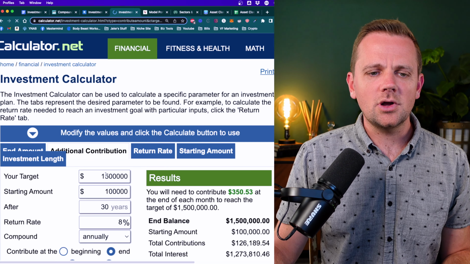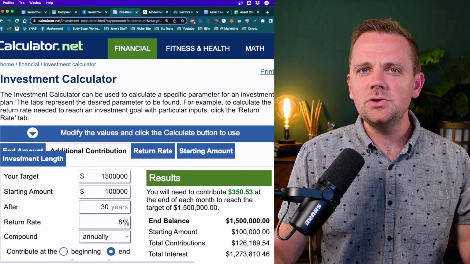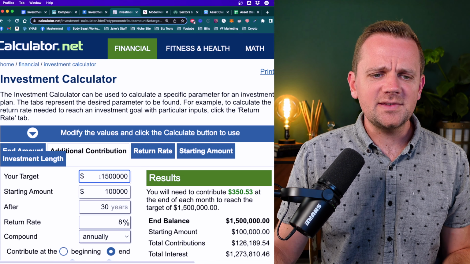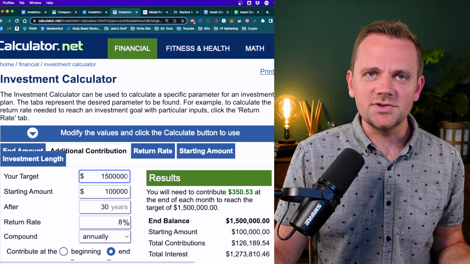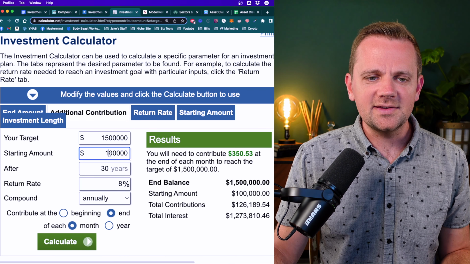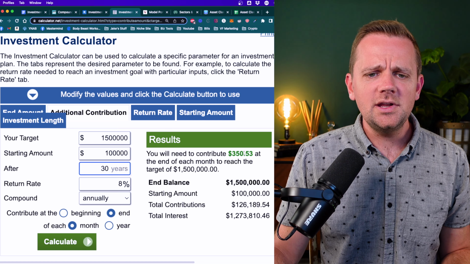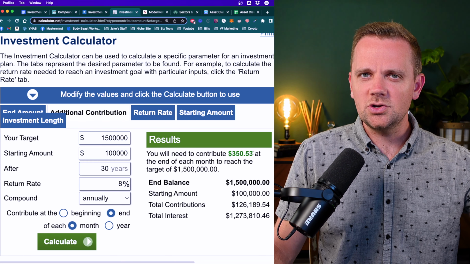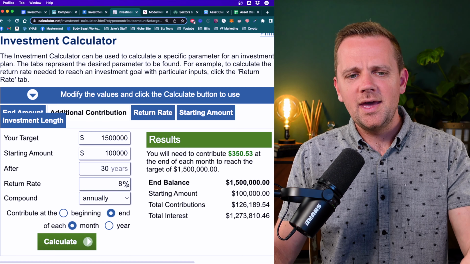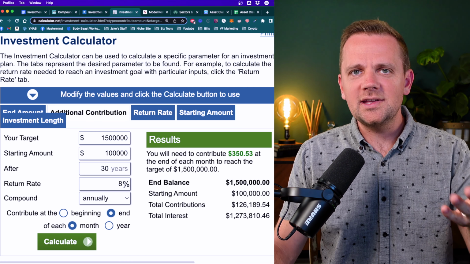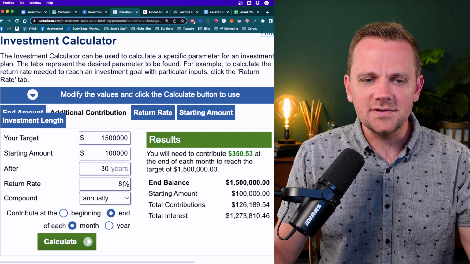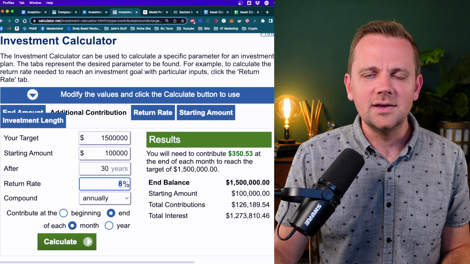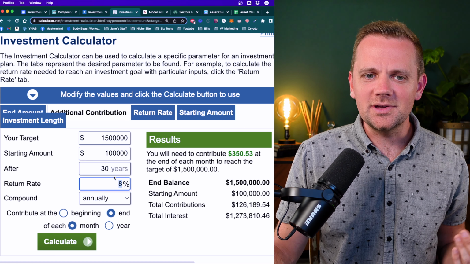So let's go to additional contributions. This is saying, okay, how much do you need to invest per month to hit your investment goal? So if your investment goal is, let's say, $1.5 million, and you're starting with $100,000, you've got 30 years left, you need to contribute $350 a month. We were playing with the numbers of contributing $1,000 a month, but they're saying, hey, if you're starting at $100,000, you want to get to $1.5 million, you've got 30 years, you've got an 8% return, you actually only need to put $350 a month away. So you can take your foot off the gas a little bit, right?